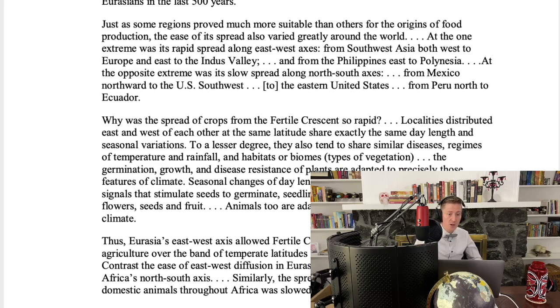At the one extreme is this rapid spread along the east-west axis from southwest Asia, Mesopotamia, both west to Europe and east to the Indus Valley, and from the Philippines east to Polynesia. At the opposite extreme is the slow spread along the north-south axis, like from Mexico northward to the eastern United States, and from Peru north into Ecuador. So here we're referencing places in the Americas and how they spread north-south very, very slowly.